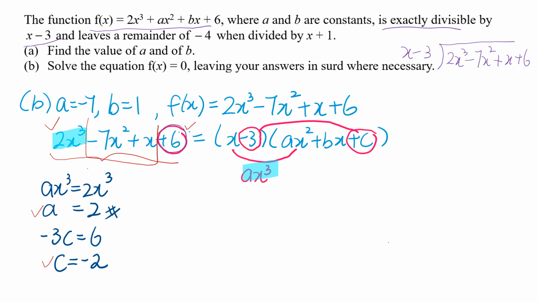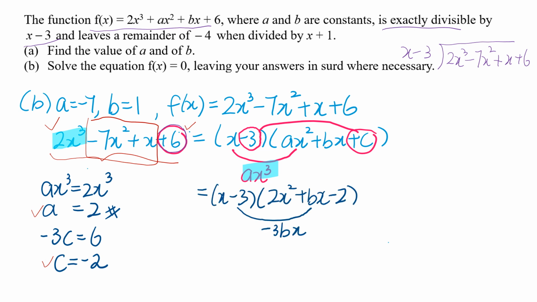Basically, I have two terms here. One is the x squared term and one is the x term. So I can either compare the x squared term on both sides or the x term on both sides. It depends on which one you want to compare. After finding the values of a and c, just fill them back in to get 2x squared plus bx minus 2. I would like to compare the x term.